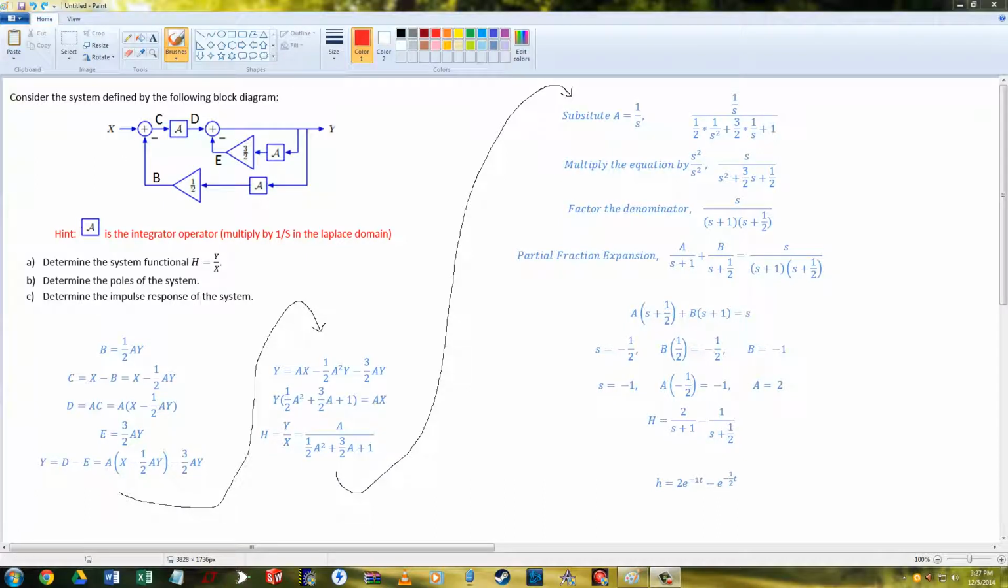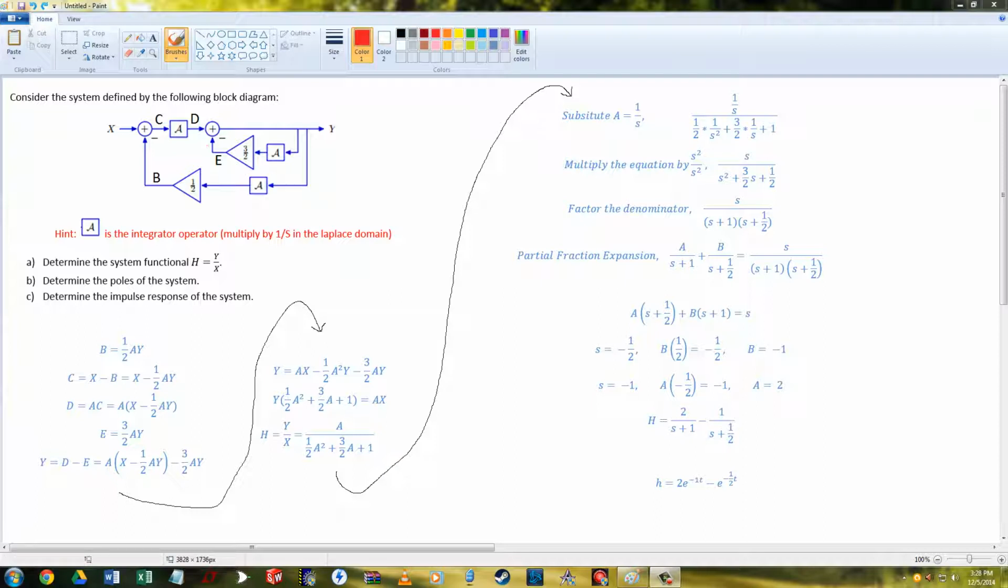Okay, so for this problem, we are given the following system block diagram, and we're asked to find three different things: the transfer function, the poles of the system, and the impulse response of the system. Those are all dependent on each other, so it's really just one problem, and these are all things that we're going to find essentially just by solving the equation.